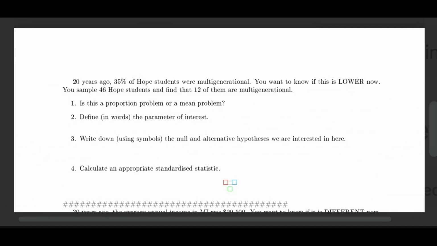Maybe I'll have the class just answer me this. When you have a question like this, talking about the multi-generational Hope student thing, first of all, are we in a proportion mode or are we in the mean? What situation are we in? Proportion. Why? Because it's binary. You are either a multi-generational Hope student or you're not. I mean, notice I didn't ask how multi-generational you are. That could be a thing.